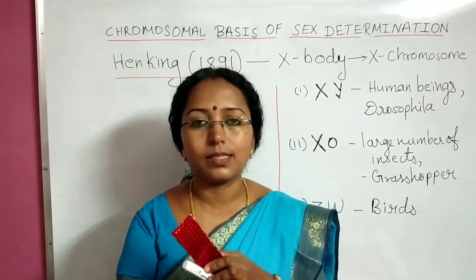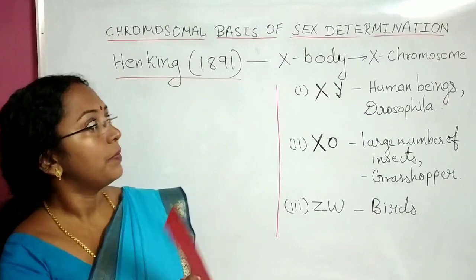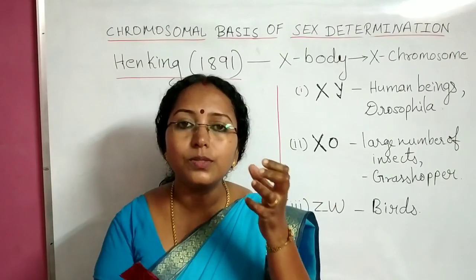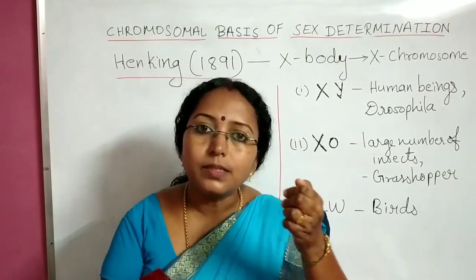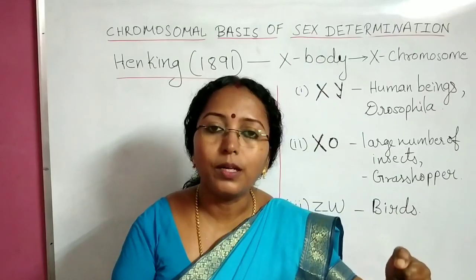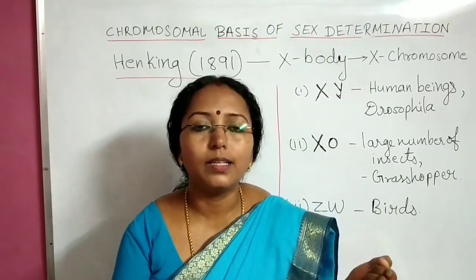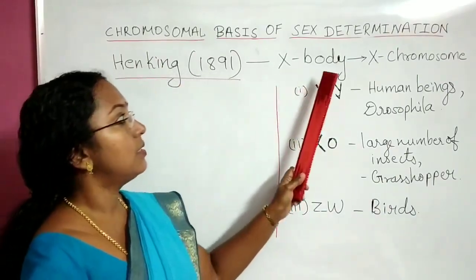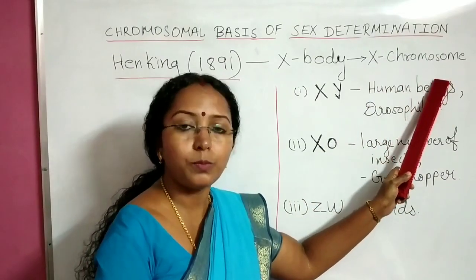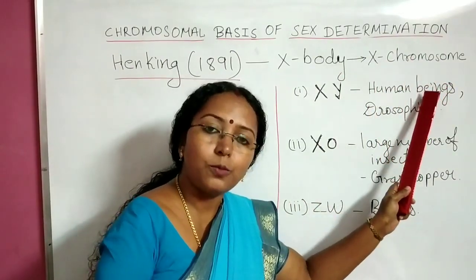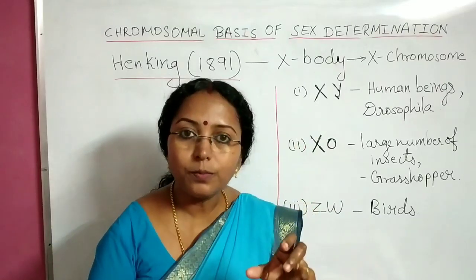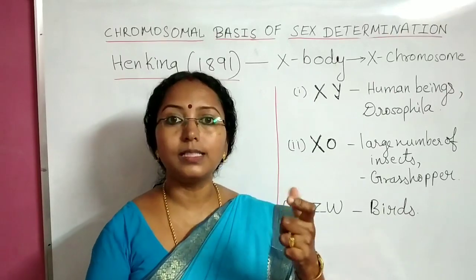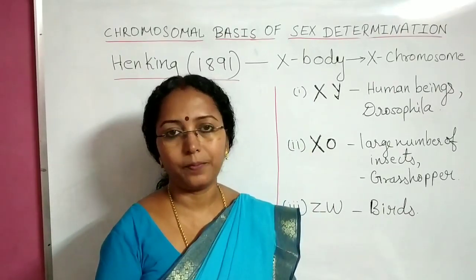And he was observing the spermatogenesis in insects. So in the year 1891, he observed that when insects are producing sperms, 50% of the sperms got this X body, and the rest 50% did not. He called it the X body, and later this X body was found to be a chromosome, so it was named the X chromosome. And this X chromosome is actually determining the sex of insects. So it was called a sex chromosome as well.